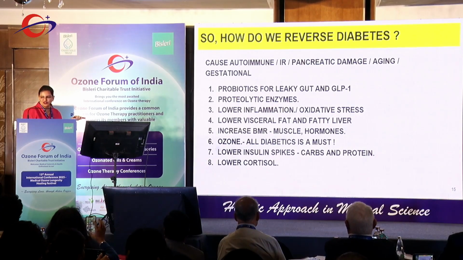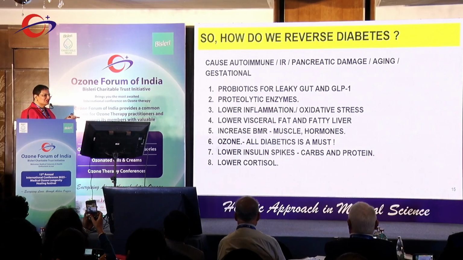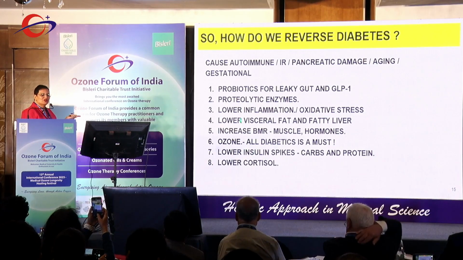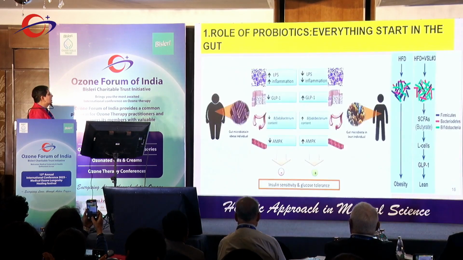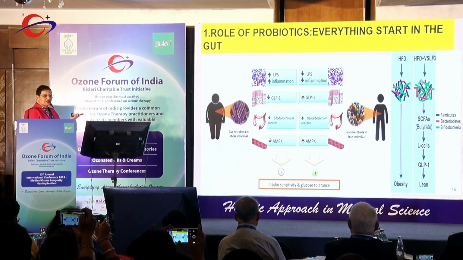Ozone, ozone, and ozone. For 20 years we've been using ozone, and it's the key also to reverse your oxidative stress. So you need to lower the insulin spikes and lower cortisol levels. So the first one, probiotics.